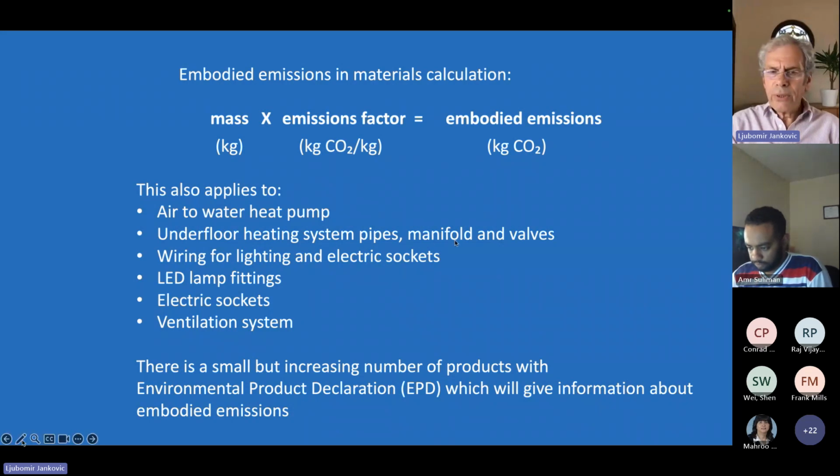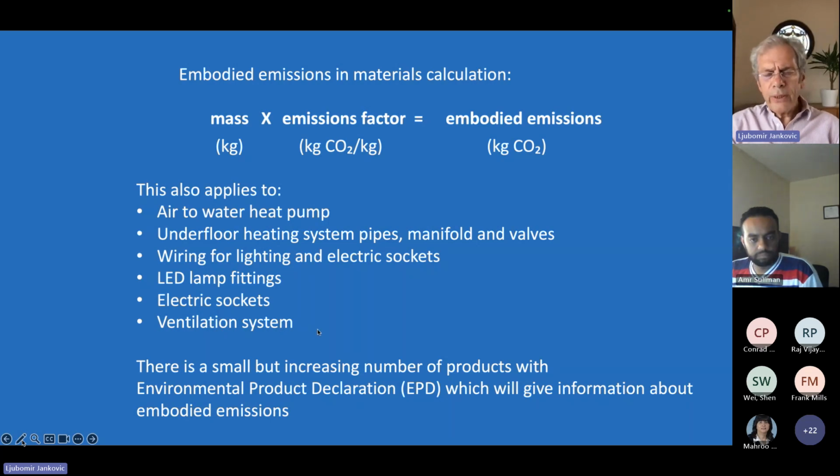For the underfloor heating system pipes, I had to measure the pipes, I had to disassemble them to see what is inside, and treat different materials differently, finding different emission factors. I did that for the manifold and valves, and then wiring, the same story again. For lighting and electric sockets, I measured the wiring and disassembled it so that I have the copper, the insulation and so on. LED lamp fittings, the same. Electric sockets, the same, and the ventilation system, the same.